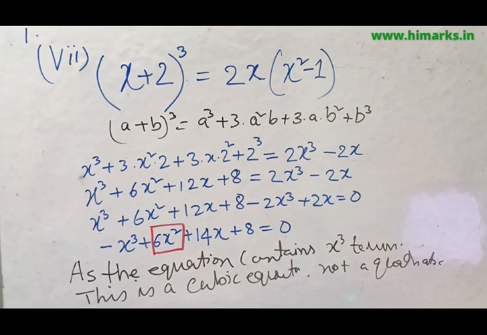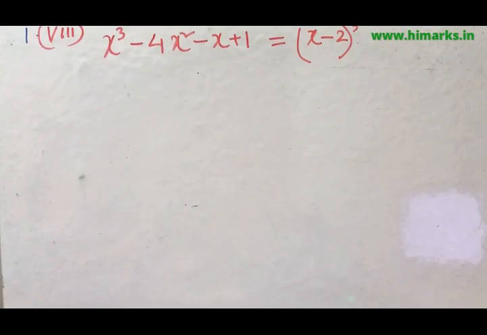Yeah, so hope you are able to see my writing, that as the equation contains x cube term, that is called a cubic equation, correct? That is not a quadratic equation. Highest power defines the characteristics of the equation. So here the highest power is 3, x cube, that's why this is not a quadratic equation, this is a cubic equation.